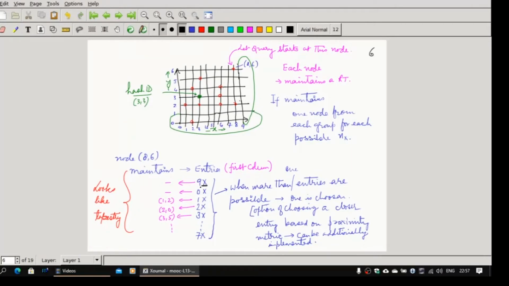But there is no node in that column, so we are going to leave it. 0x, similarly, there is nothing. For 1, 2, 3, we'll put the entries. Some places you can have two possibilities. For example, for this one, I could have put 2,0 or I could have put 2,4. So 2,0 has been put.